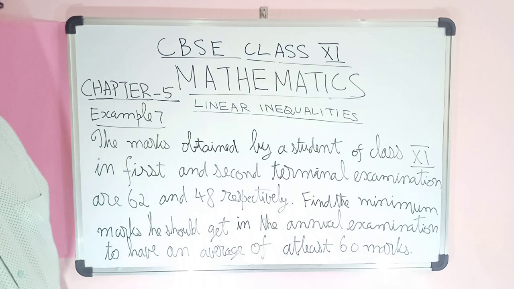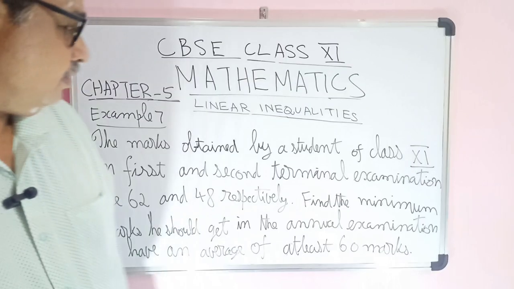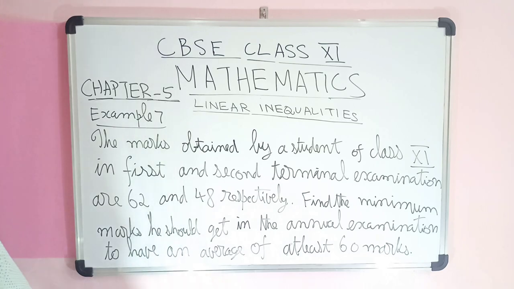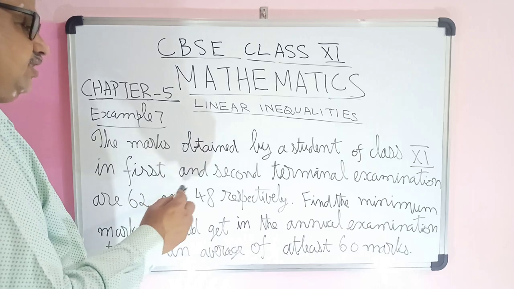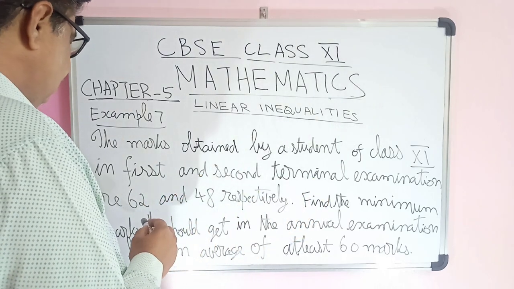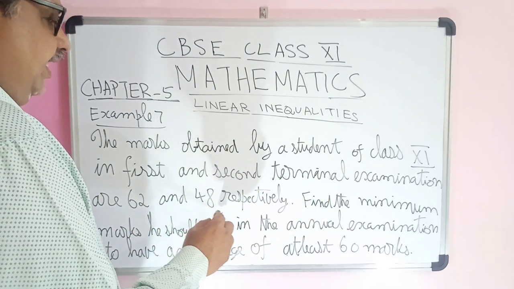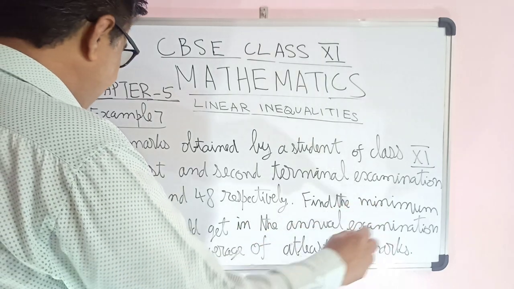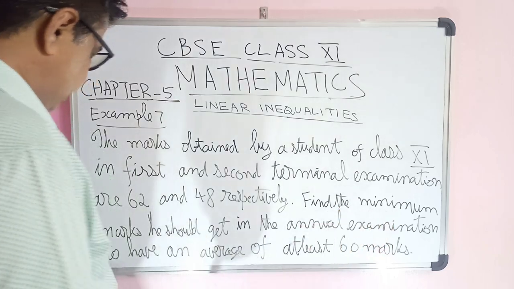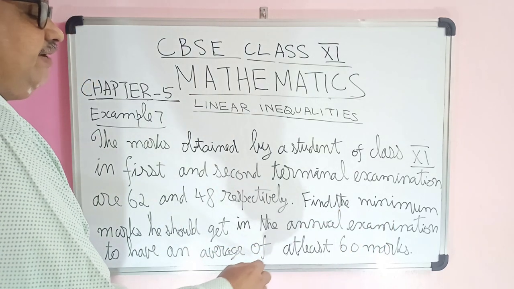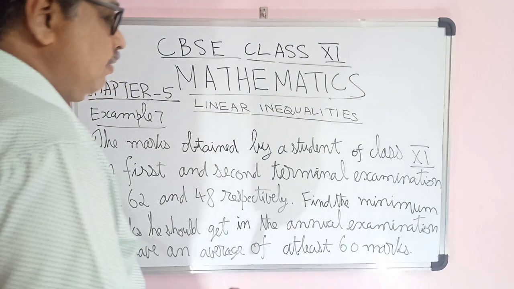Chapter 5, Linear Inequalities. The marks obtained by a student of class 11 in the first and second terminal examinations are 62 and 48 respectively. Find the minimum marks he should get in the annual examination to have an average of at least 60 marks.